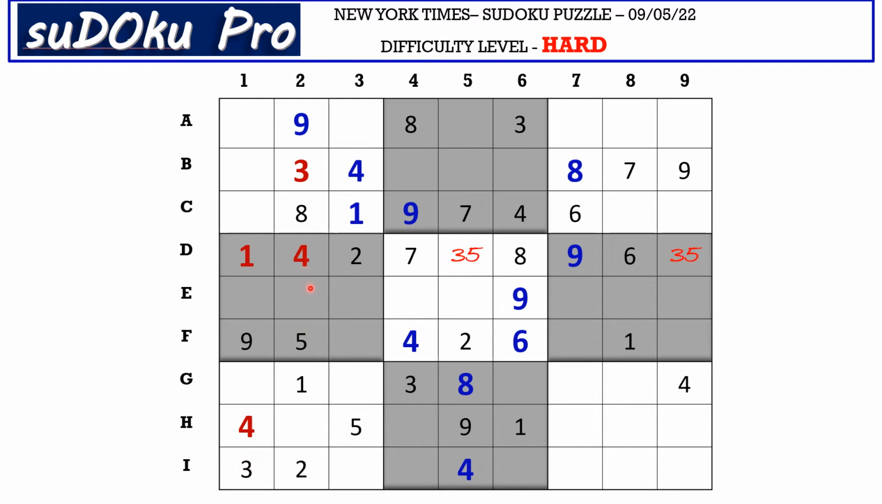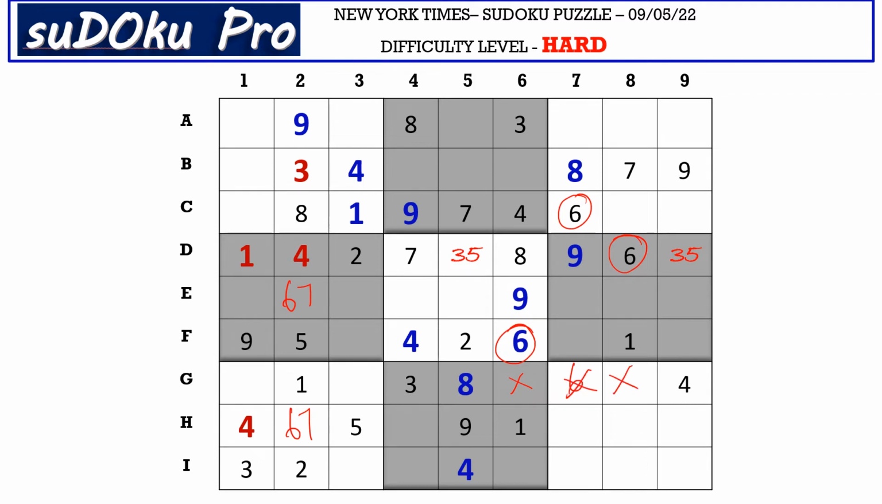Now in column 2 there are only 2 empty cells and the missing numbers are 6 and 7. Let's mark it with a 6, 7 pair. But interestingly, you can see there is a 6 here in F row which blocks this cell. There is a 6 in column 7 and a 6 in column 8 which blocks these two cells.